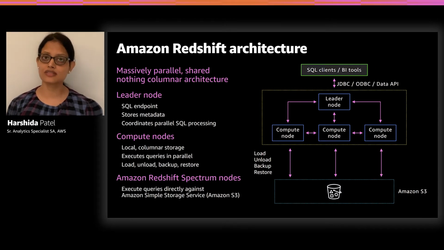The leader node serves as a query coordinator. It parses the query, compiles the query, and sends that compiled code to the compute nodes. And based on your data distribution, each and every compute node is working in parallel. This is what makes Redshift an MPP shared nothing architecture.